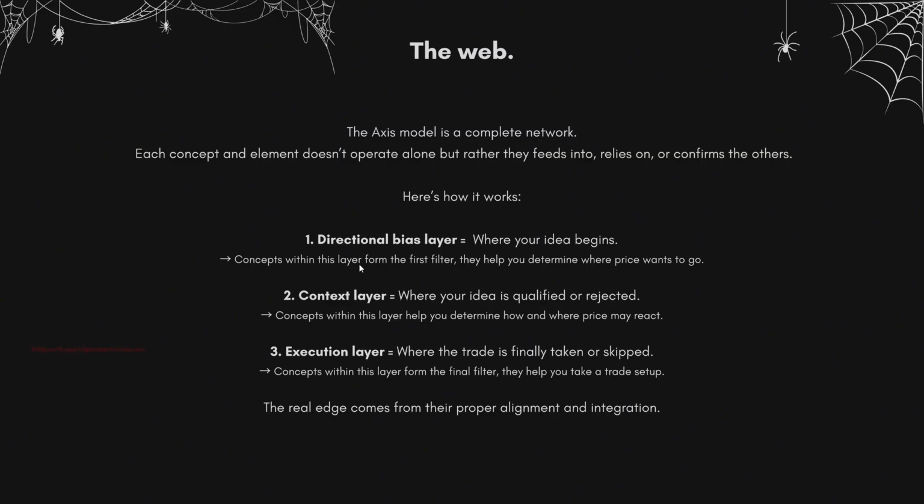This is basically the first filter. And then once you've established the directional bias for the day, we then move on to the next layer of the web or the next layer of the network, which is called the contextual layer or context layer. And this is where your idea or bias either gets confirmed or qualified or it gets rejected.